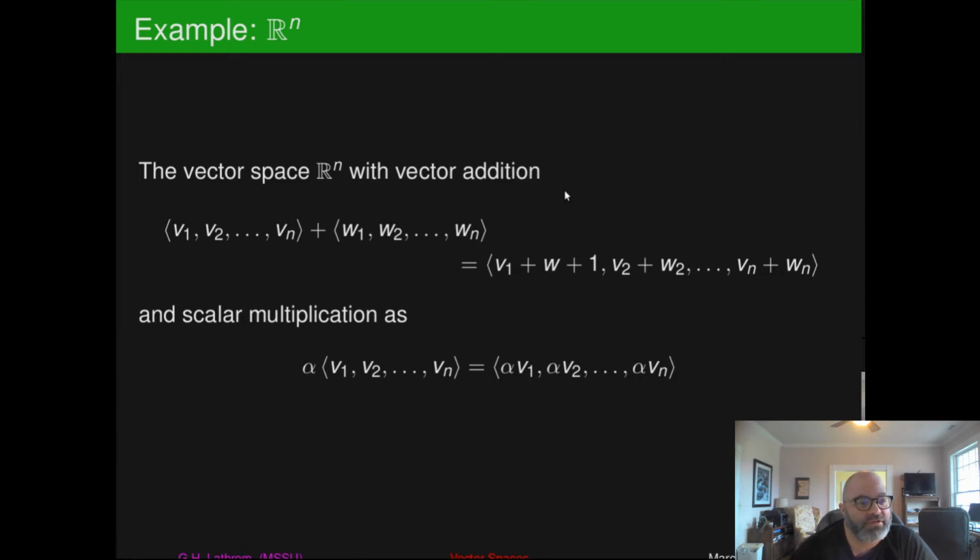So let's go through some examples of what might be vector spaces. Well, our usual vector space is the n-dimensional real vector space, where we're just taking our usual vector addition, done component-wise, and our usual scalar multiplication, where scaling a vector just means all of the components get multiplied by that scalar. So that's our usual example.